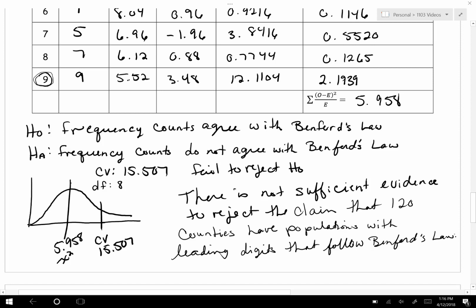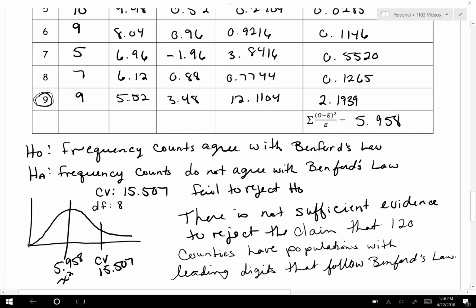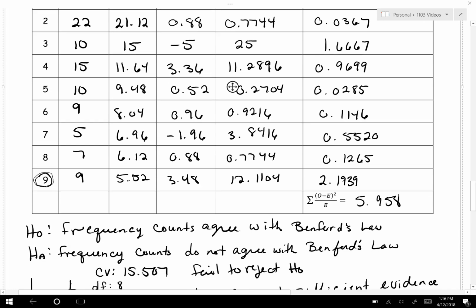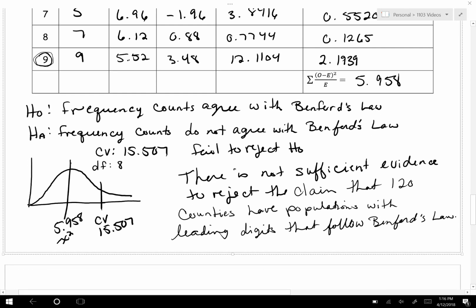So basically, because we are not rejecting the null hypothesis, they do agree with Benford's law. So that's what this means. It means that the numbers that we observed are close enough to what we expected in order for us to believe that the first digits of the populations of the 120 counties from New York and California combined really do fit Benford's law well.